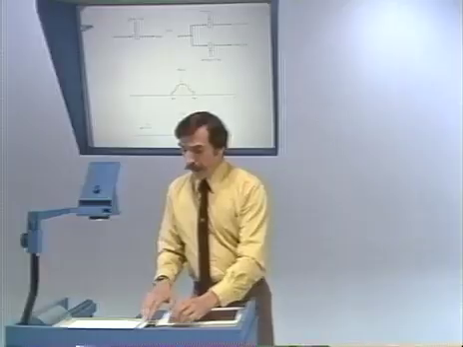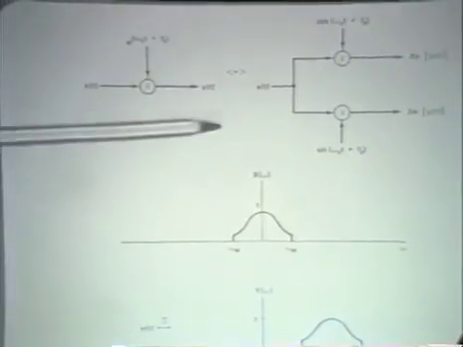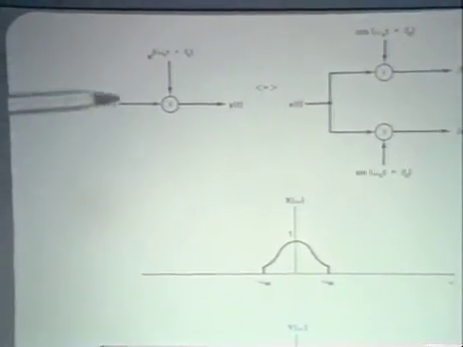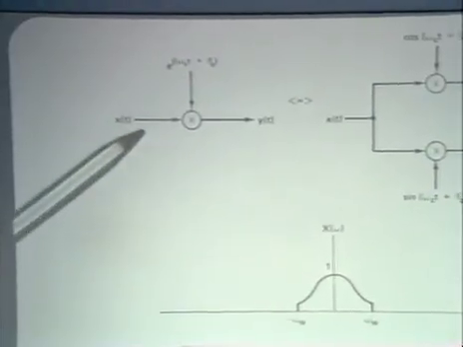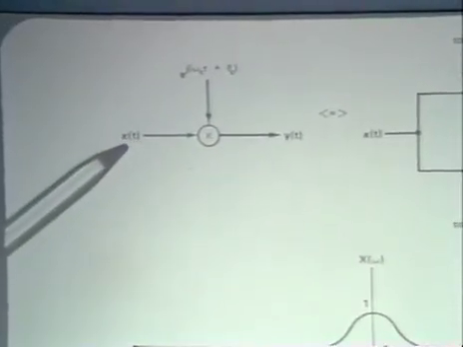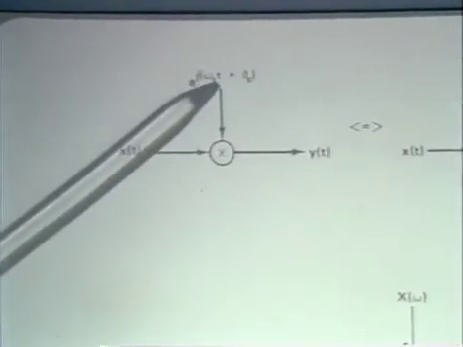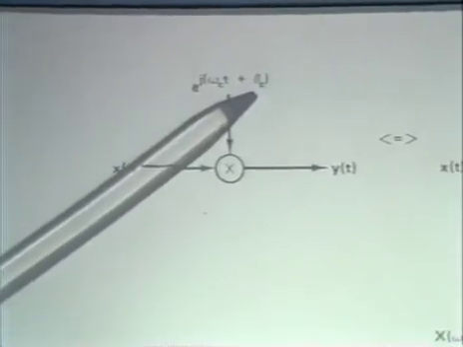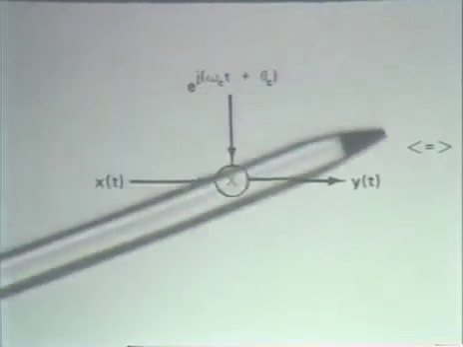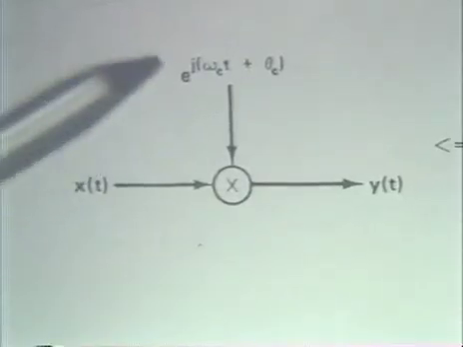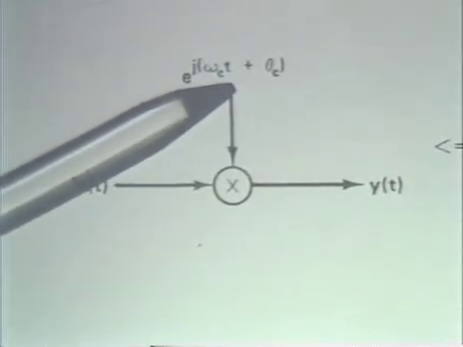Let's look again at the modulator, which we have here. And in effect, what that says is we want to multiply a real valued signal by e to the j omega ct plus theta c. Now, we can equivalently use Euler's relationship to break this down into a cosine and sine term.